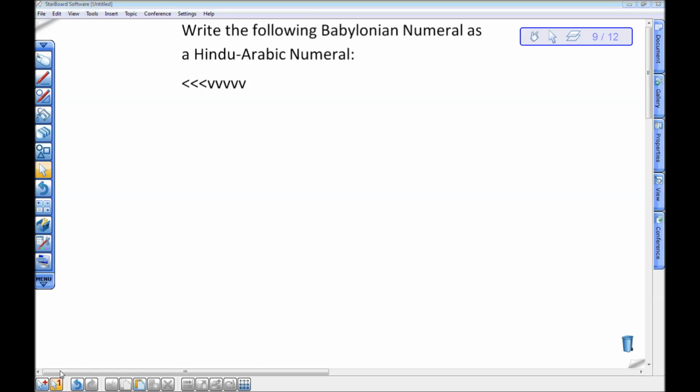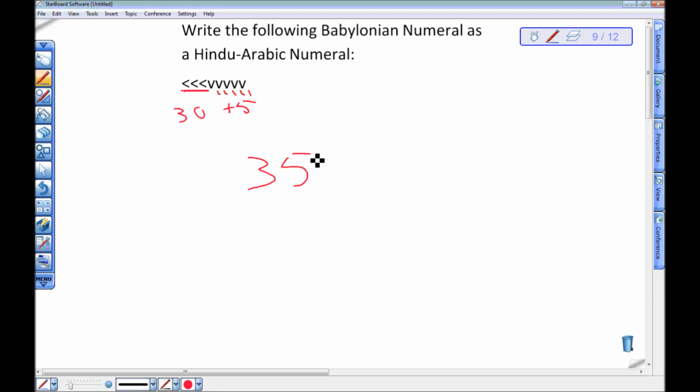Let's write some Babylonian numerals as Hindu-Arabic numerals. The nice thing about the Babylonian system, if I'm looking at a numeral less than 60, I just need to count up how many tens, how many ones, and then add those together. So here I have 3 tens, so 30. And then here I have 1, 2, 3, 4, 5 more. So this number is 35, which as a Hindu-Arabic number is a 3 and then a 5. Okay, nice.